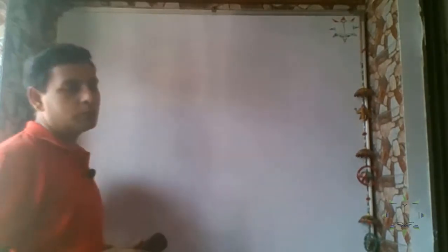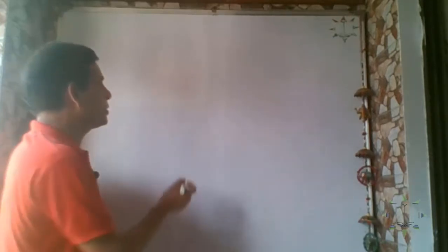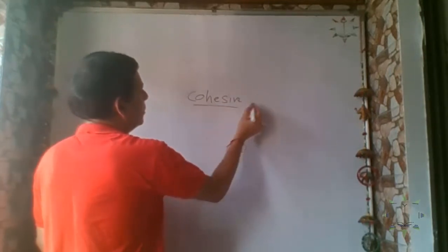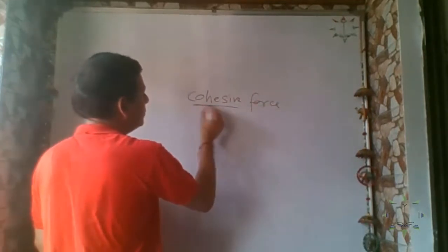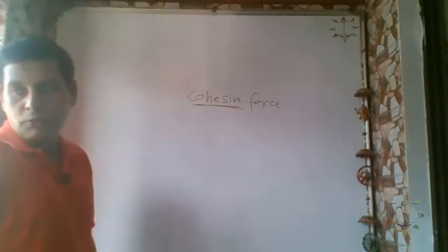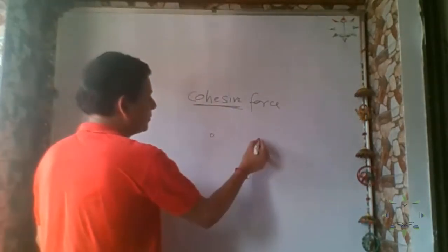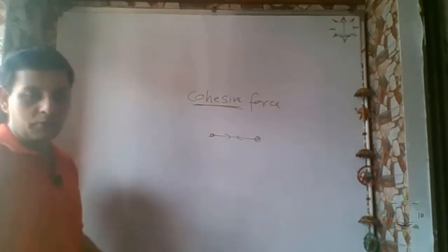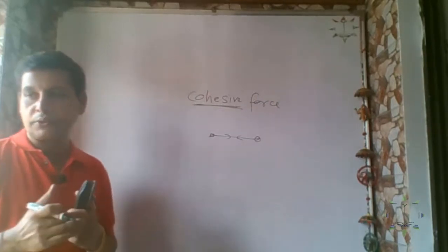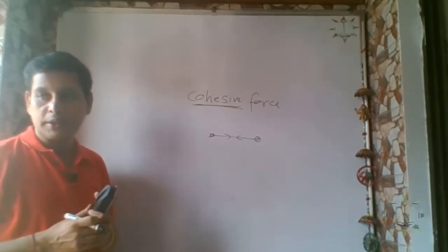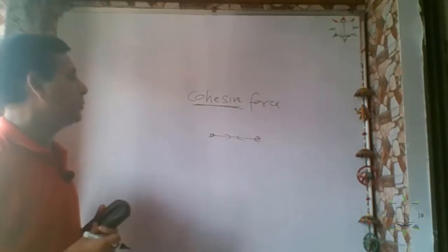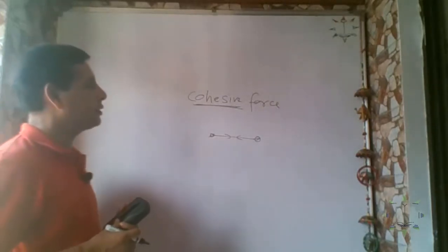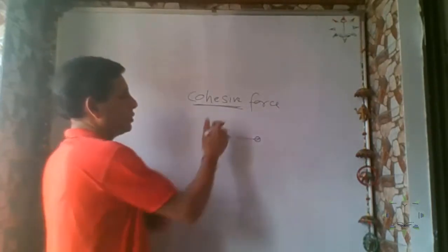Okay. Now depending on what type of molecule is attracting other molecule, we have two types of force. One is called cohesive force. What is cohesive? The term cohesive means same. The force of attraction between two water molecules, two liquid molecules is called cohesive force. The force of attraction between two similar molecules, solid, gas molecules, will be called cohesive force. So between similar type of molecules, the intermolecular force of attraction is called cohesive force.